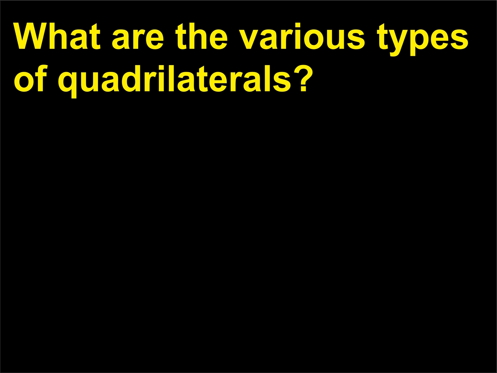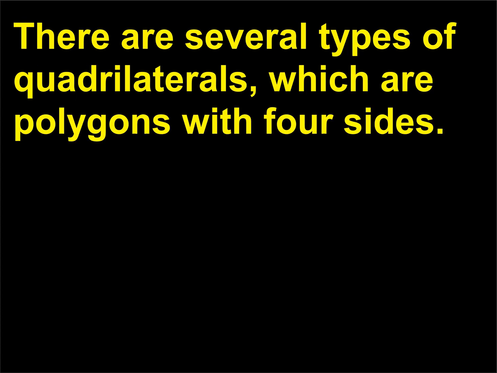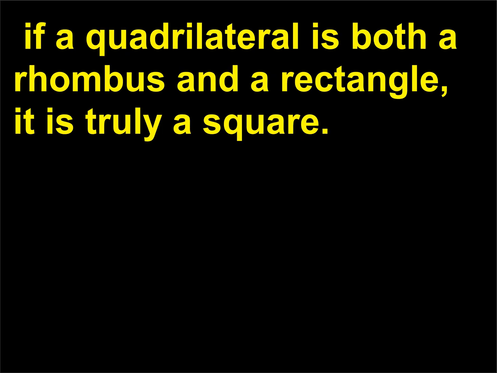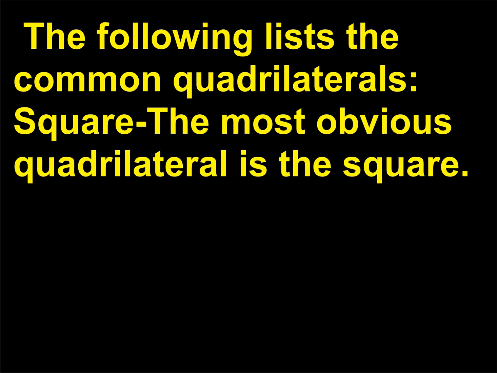What are the various types of quadrilaterals? There are several types of quadrilaterals, which are polygons with four sides. Interestingly enough, some definitions can be combined, for example, if a quadrilateral is both a rhombus and a rectangle, it is truly a square. The following lists the common quadrilaterals.